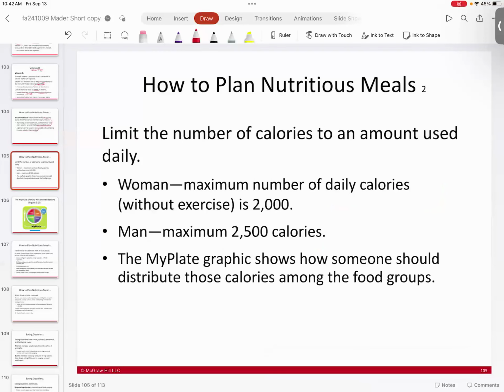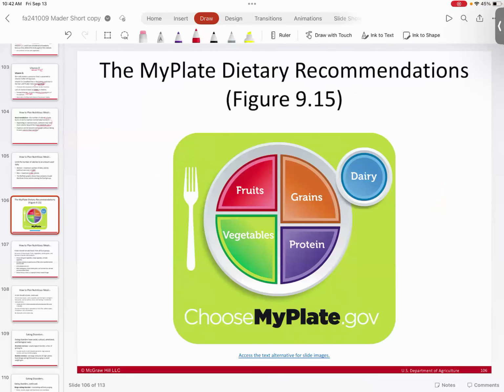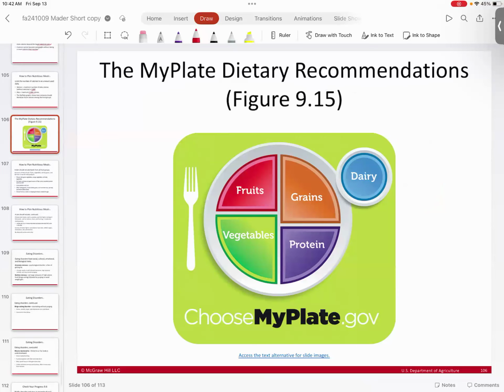And so that's kind of what the weight loss thing is. So ultimately, if you take a look at limiting the number of calories, that's oftentimes what we need to do in order to lose weight. Without exercise, typically your average woman, your daily calories is about 2,000. That's pretty standard. For a man, it's about 2,500. And so we take a look at the My Plate graph. Usually you split up your diet into the main groups, right?